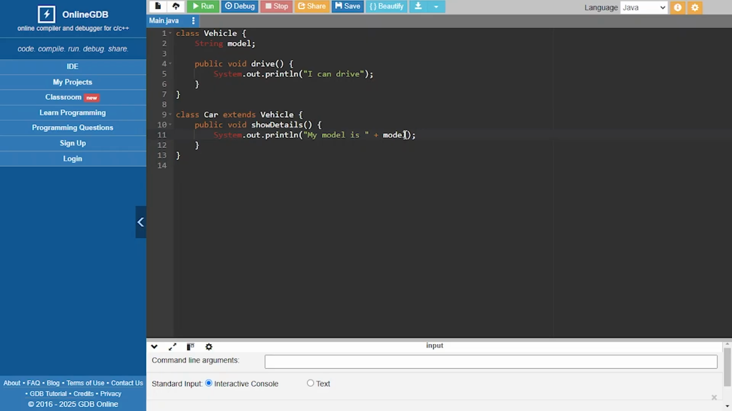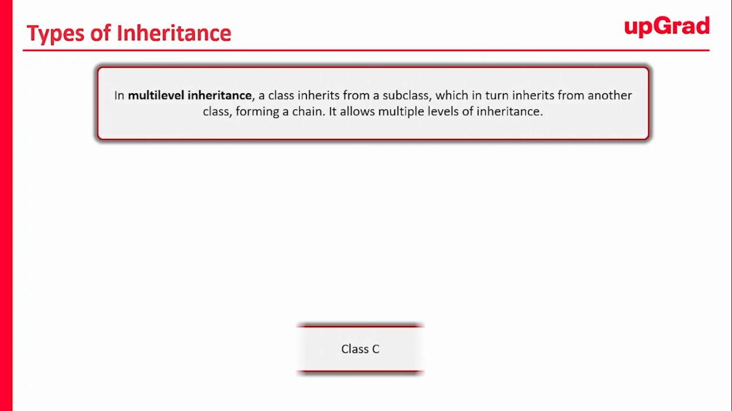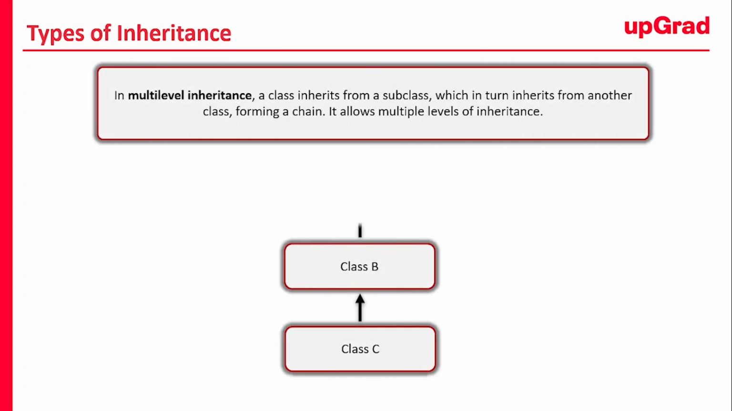All right. Now let's move on to the next type of inheritance, that is multi-level inheritance. All right, now multi-level inheritance. So in multi-level inheritance, a class inherits from a subclass, which in turn inherits from another class, forming a chain. It allows multiple levels of inheritance. As you can see on the screen, class C, class B, and class A. So basically, one class is inheriting properties from another class, and that class is inheriting properties from its parent class.